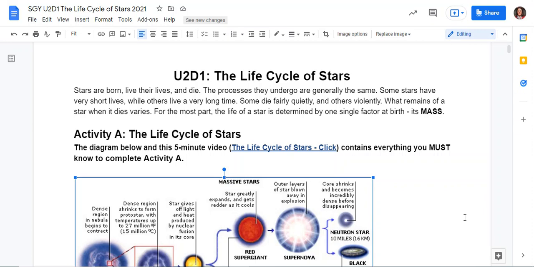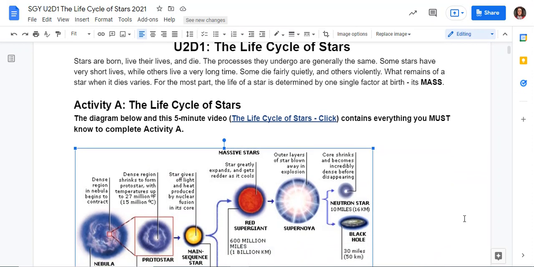So stars are born and they live their lives and then they die, and the processes that they undergo are generally similar. Some stars have short lives, others live a very long time, and some die quietly while others die very violently. What remains of a star when it dies varies, and the life cycle that it has is determined by its mass.